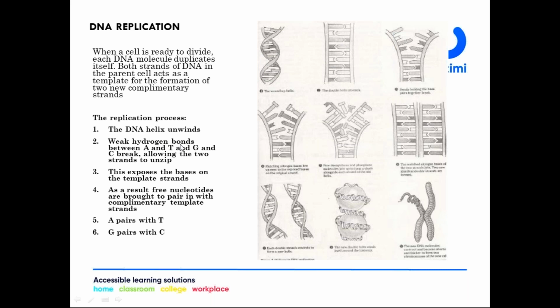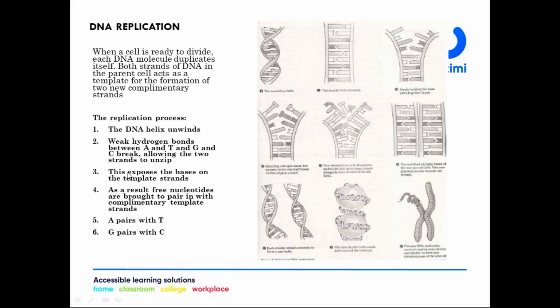Step number two, the hydrogen bonds between the bases will break, allowing the two strands to unzip. So remember, these two nitrogenous bases are bonded together with hydrogen bonds, weak hydrogen bonds. So they will start to break, and then the two strands will unzip. Okay, those nitrogenous bases will then become what we call free nucleotides. They will be free to bond with others. Okay, they are single and ready to mingle now.